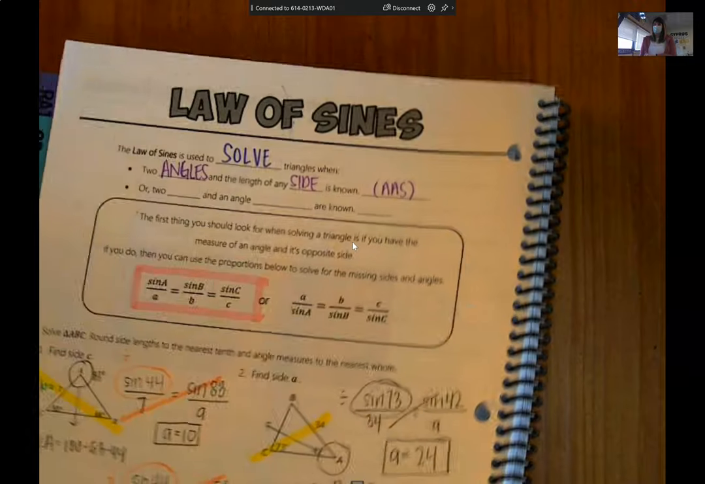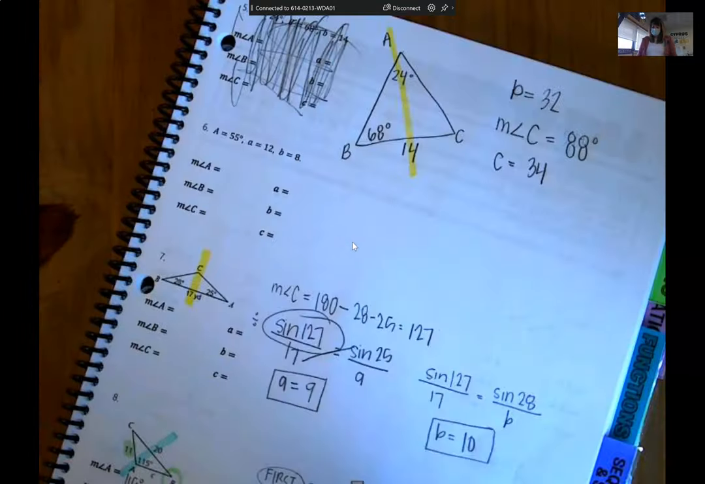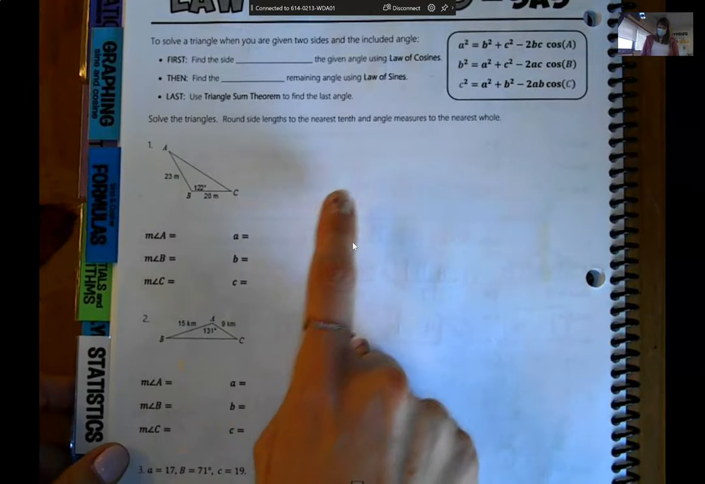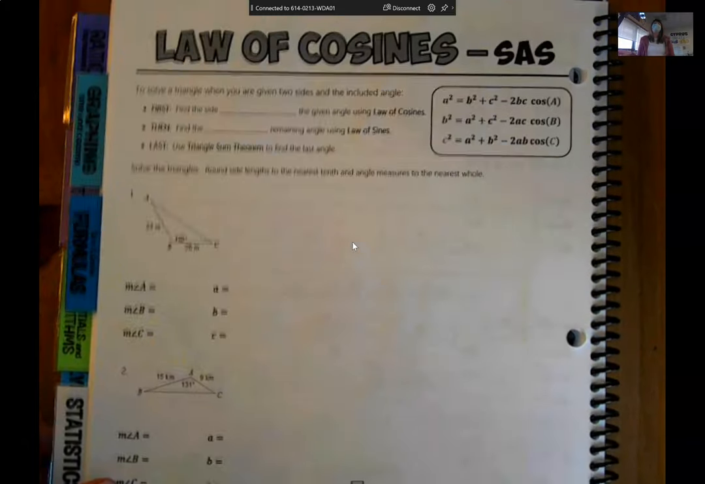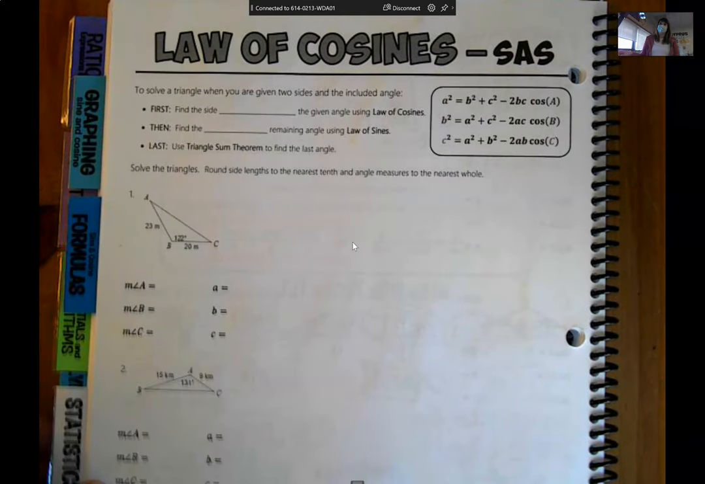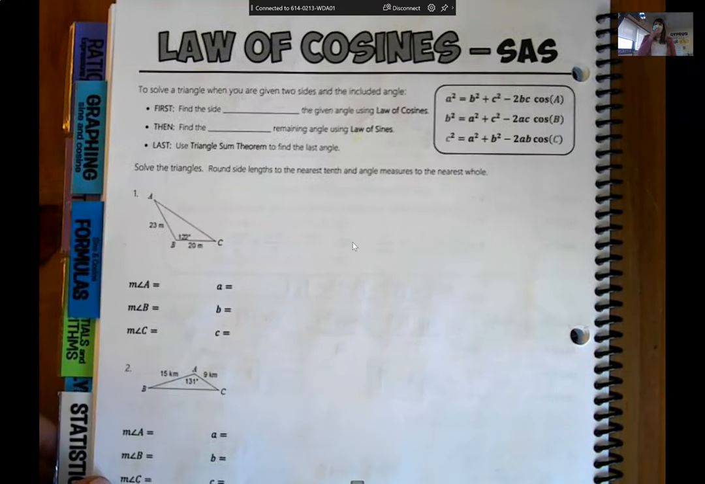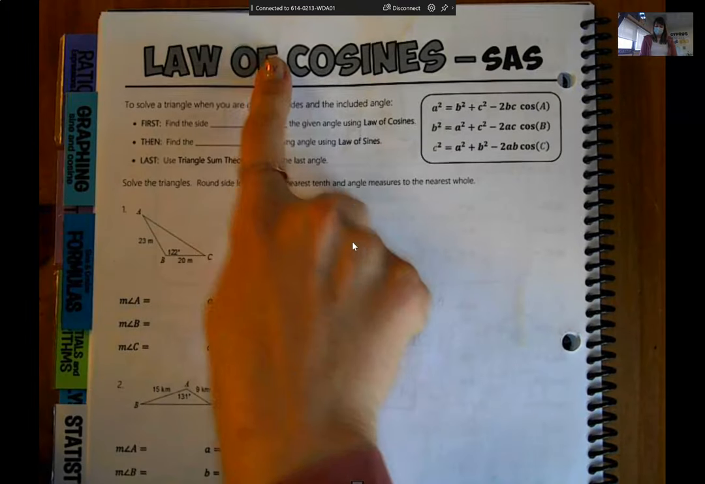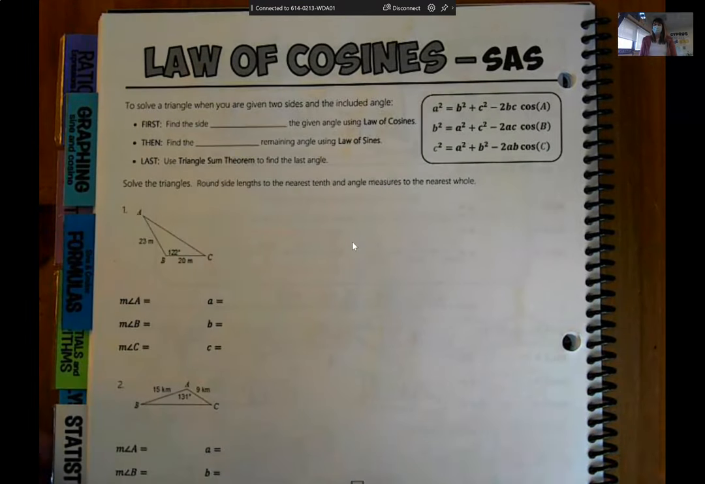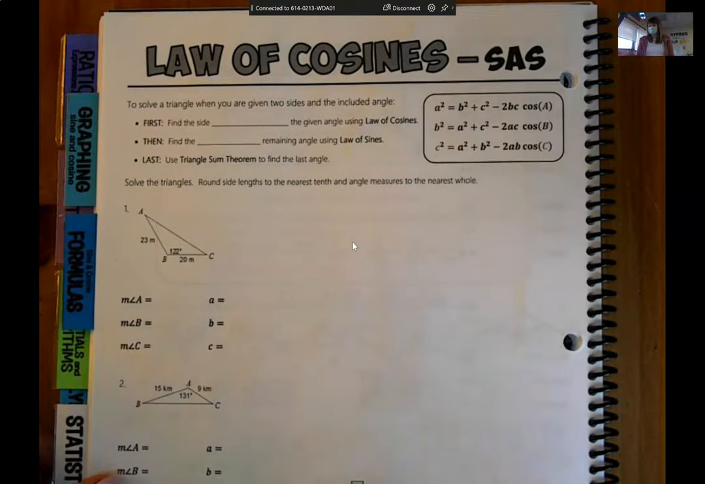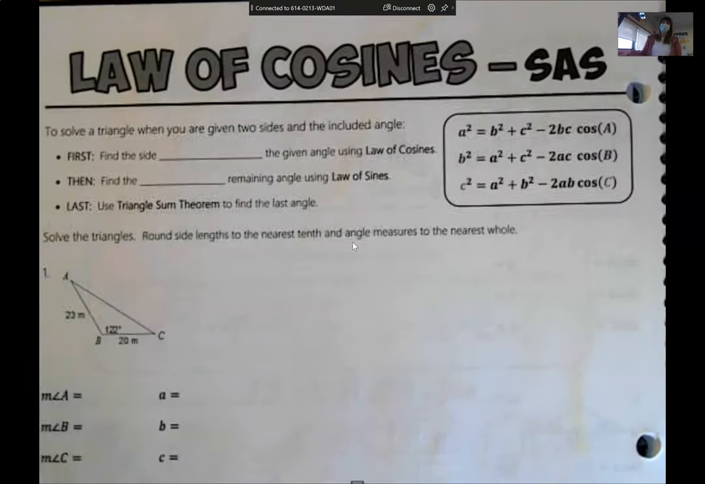So that was law of sines. Today, we're moving into law of cosines, and we're going to do law of cosines for these three examples, but we are also going to solve the triangle. So by the time we're done, we will have done law of cosines, law of sines, and then the triangle sum theorem. It's not too bad, though.